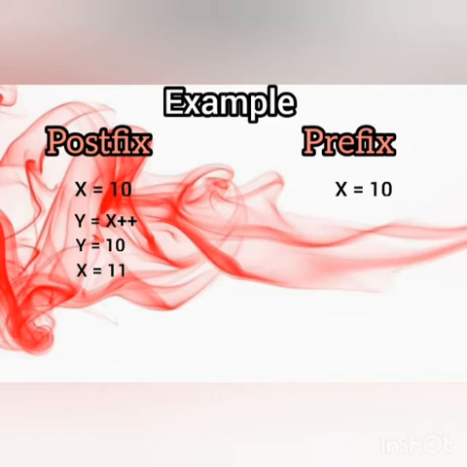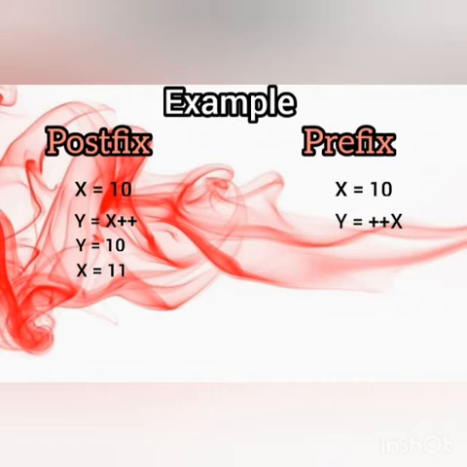Now let's see prefix operator. X is equal to 10, then y is equal to plus plus x. In this case, I am giving prefix. So in prefix, the value of x is first incremented by 1, then the incremented value is assigned to the respective operand. So y is equal to plus plus x. Here the increment operator will work first, then the incremented value will be assigned to the variable.